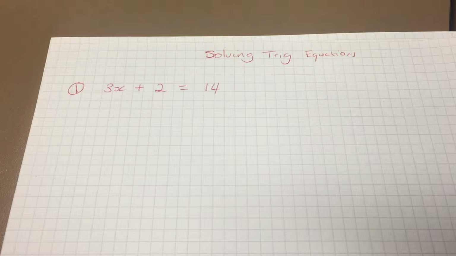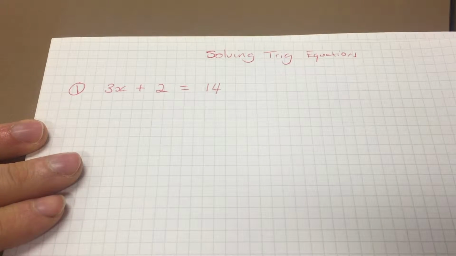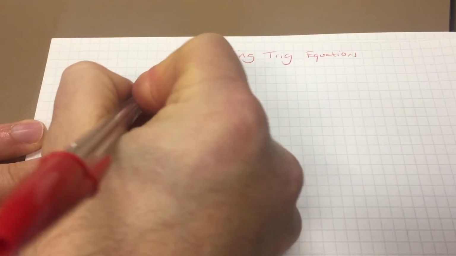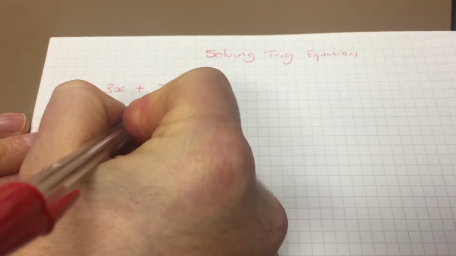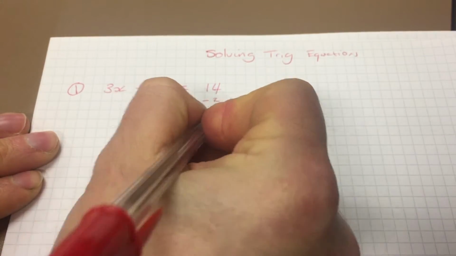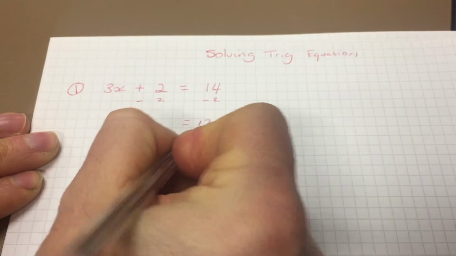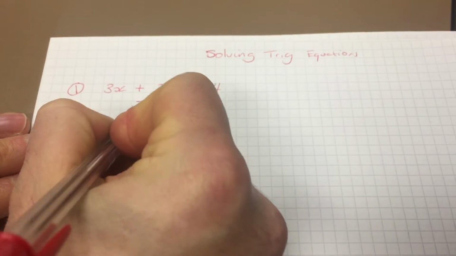So you should have been able to work that out about now. So let's go through it. 3x plus 2 equals 14. We take away 2 from both sides because we want the x terms on their own. So 3x equals 12, x equals 4 because we divide both sides by 3.